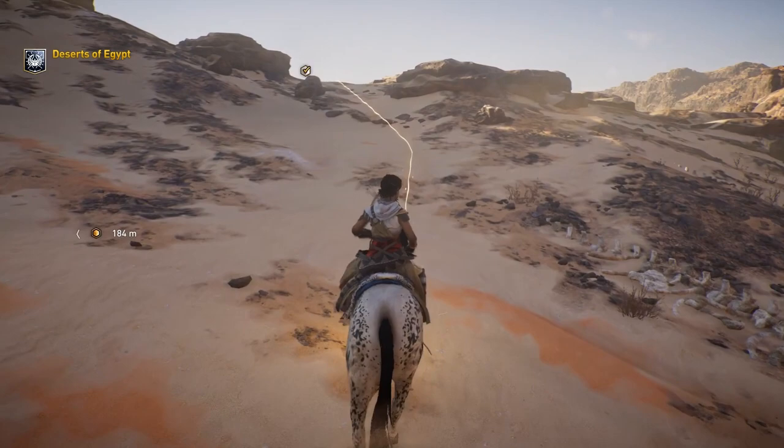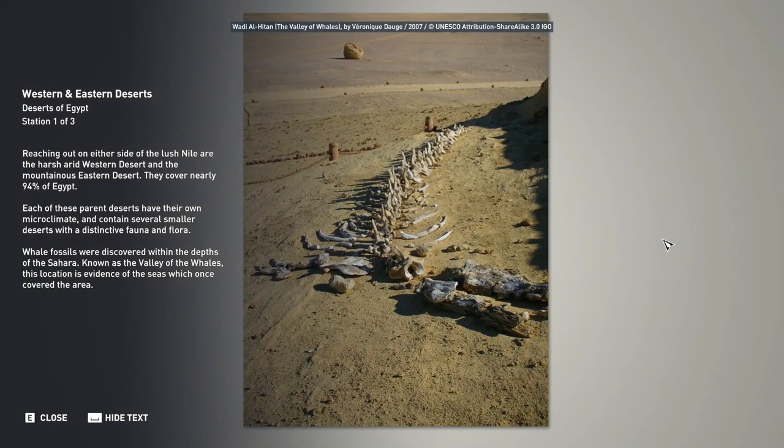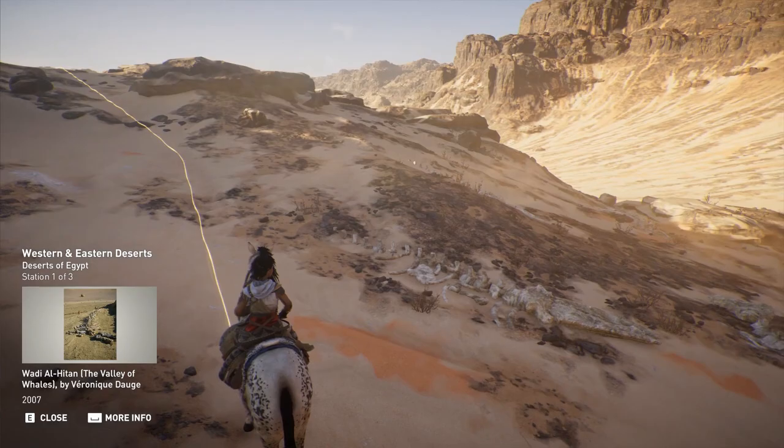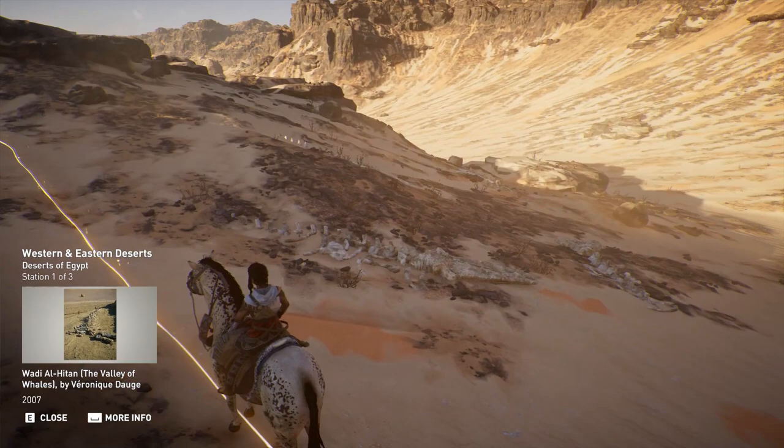Reaching out on either side of the lush Nile are the harsh arid western desert and the mountainous eastern desert. They cover nearly 94% of Egypt. Each of these parent deserts have their own microclimate and contain several smaller deserts with a distinctive fauna and flora.